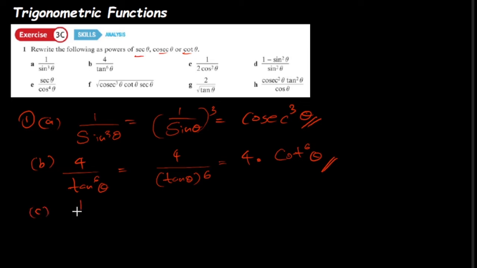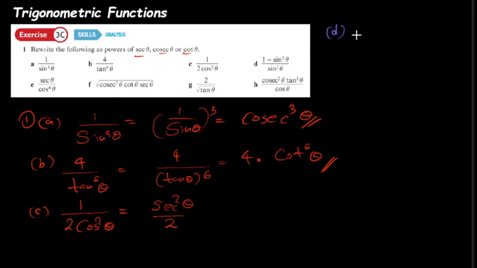C, 1 over 2 cos square theta. This is equal to how much? This 2 doesn't come up. That is one important thing you need to keep in mind. So cos theta comes up as sec theta, but 2 is still in the denominator. So it's going to be sec square theta divided by 2. You have to identify which terms you can take up and which terms you can't take up.